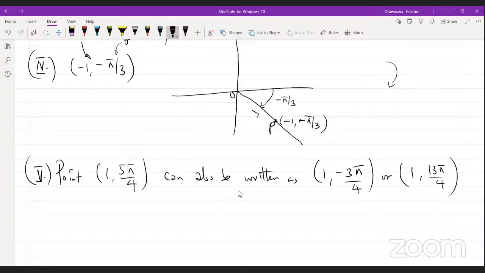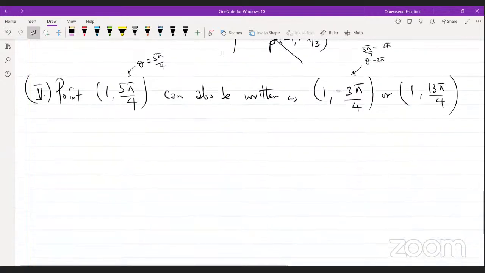Now, if you ask me how I got this part, this is my angle, theta equals 5 pi over 4. If you do theta minus 2 pi, you will get this. Let me write it on the top. That's telling you that there's no uniqueness. What do I mean by this? 5 pi over 4 minus 2 pi, and that's how you get this. So there are infinitely many pairs when it comes to coordinates.